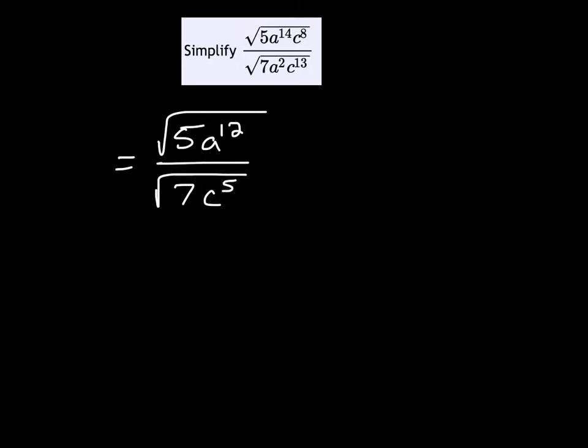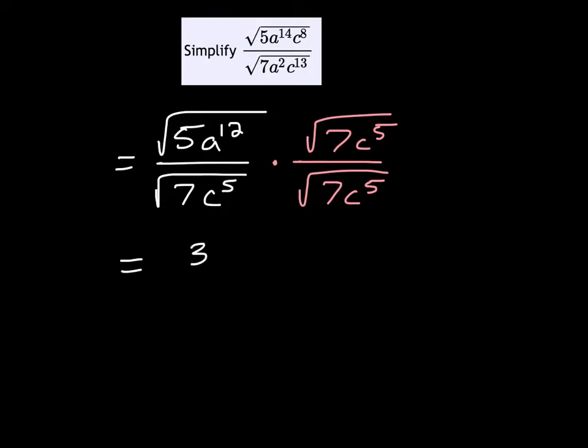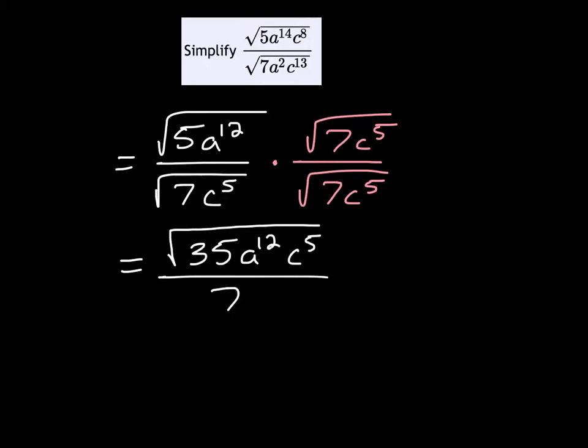And then there are a couple of different options to go from here, but what I would do right away is multiply this numerator and denominator by this denominator here of 7c to the 5th. That will take care of my radical in the denominator, which is a large part of the simplifying. And so what I would get is 35a to the 12th c to the 5th all over 7c to the 5th.